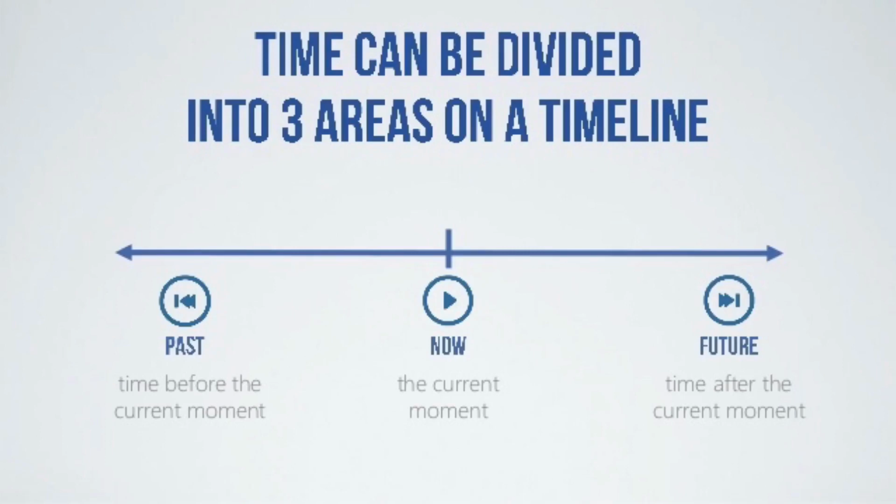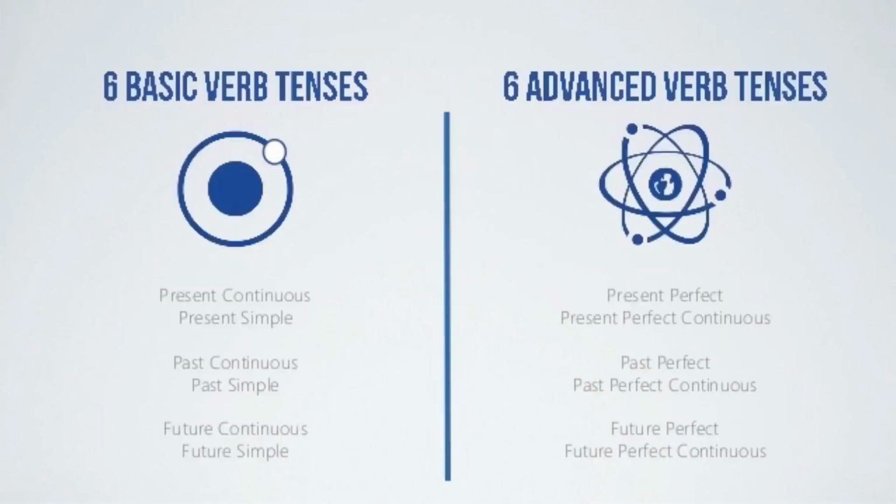Next we have the future tense. Well, the future tense basically explains the time after the current moment. Means that it indicates an action that will take place after the present time and that has no real connection with the present time. As you can see on the screen, tenses are further divided into two categories on the basis of basic verb tense and the advanced verb tense.